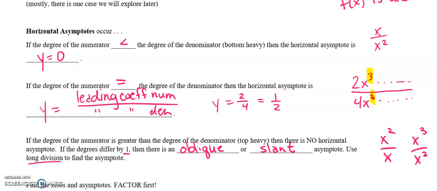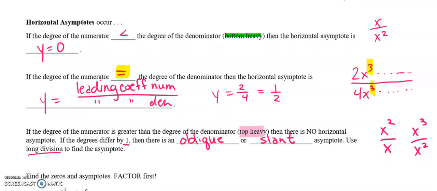If the function is bottom heavy, meaning the degree of the denominator is greater than the numerator, y equals 0 is the horizontal asymptote. If they are equal, then it's leading coefficient of the numerator divided by leading coefficient of the denominator. Again, y equals that. And if it's top heavy, meaning the degree of the numerator is larger than the degree of the denominator, there's no horizontal asymptote. If they differ by 1, then we will have an oblique or a slant asymptote.